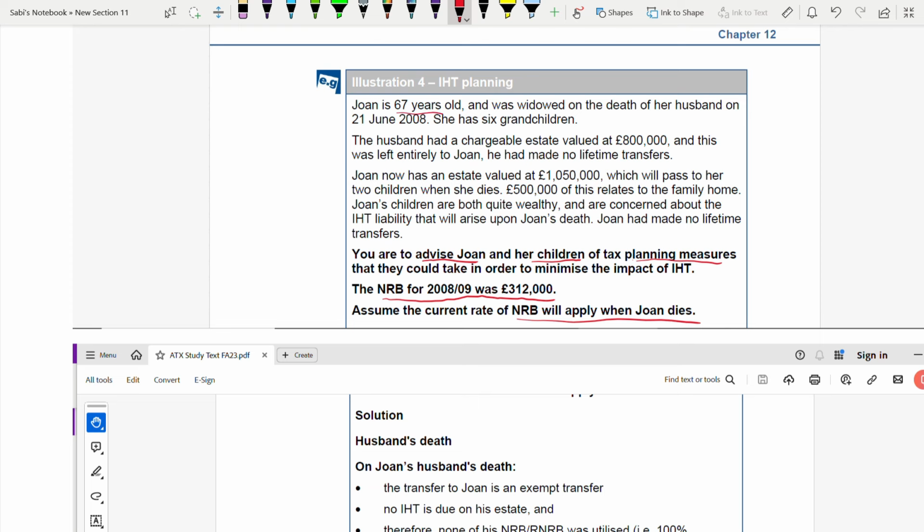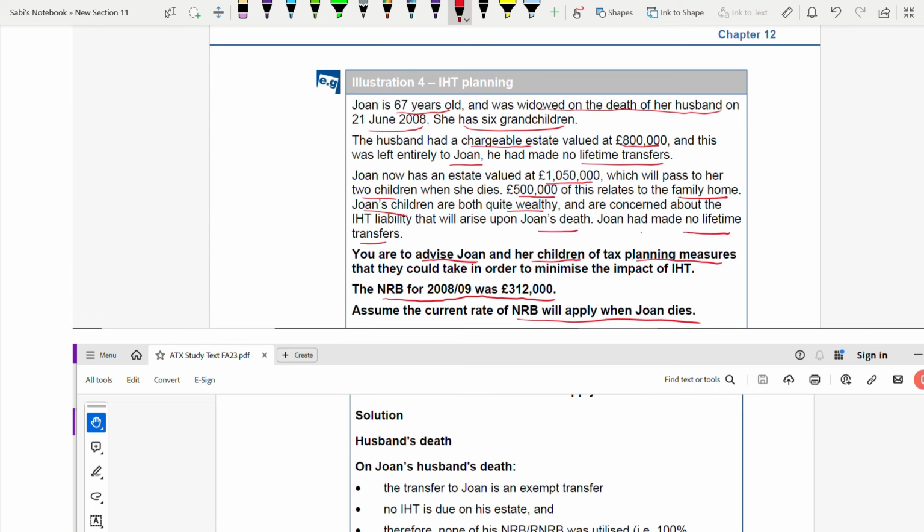John is 67 years old, and was widowed on the death of her husband on 21st June 2008. She has 6 grandchildren. Her husband had a chargeable estate of 800, no lifetime transfers, and this property was entirely left to John. John now has an estate value of 1,050,000, which will pass to her 2 children when she dies. 500 of this relates to the family home. John's children are both quite wealthy and are concerned about the IHT liability which will arise upon John's death. John had made no lifetime transfers.